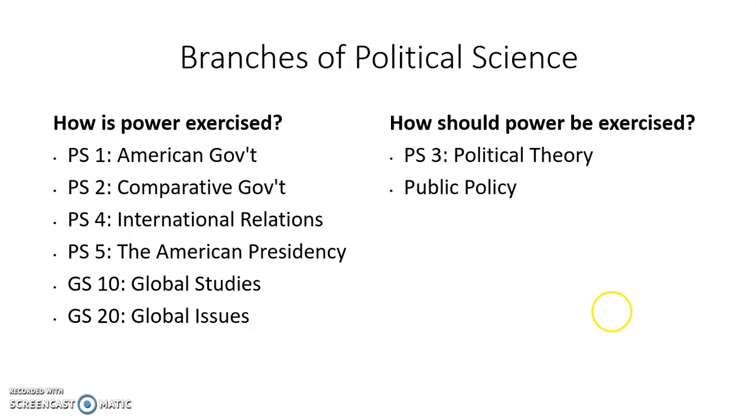Within political science, there are a lot of different branches, and I separate these into two types. There are two overarching themes when we're classifying branches of political science. The first overarching theme is how is power exercised? A lot of the classes at College of the Desert focus on this question. Things like American government, this class, focus on how power is exercised within the United States.